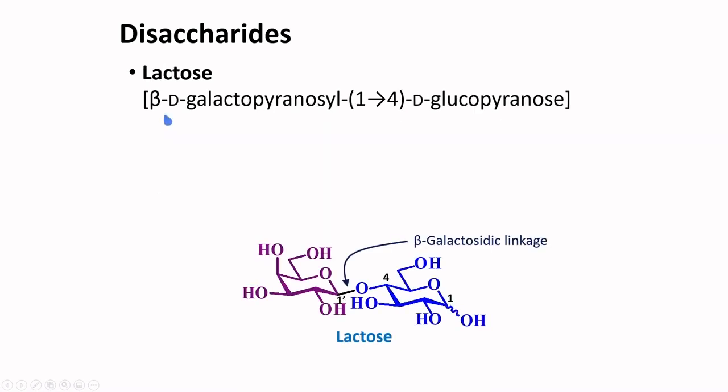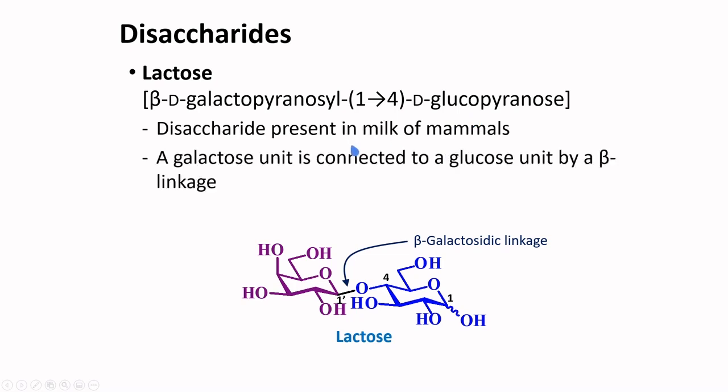Lactose is beta-D-galactopyranosyl 1,4-D-glucopyranose. This is a disaccharide present in milk of mammals. Lactose has a galactose unit connected to a glucose unit by a beta linkage. Again, this is a connection at the anomeric carbon of the galactose unit and the 4 position of the glucose unit. Lactose is a reducing sugar.